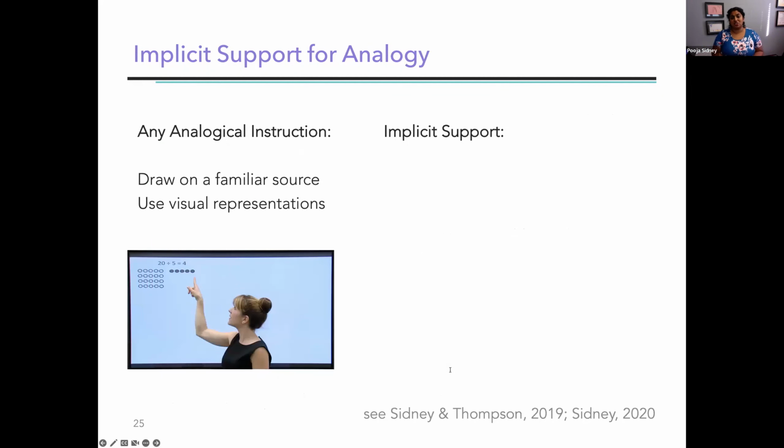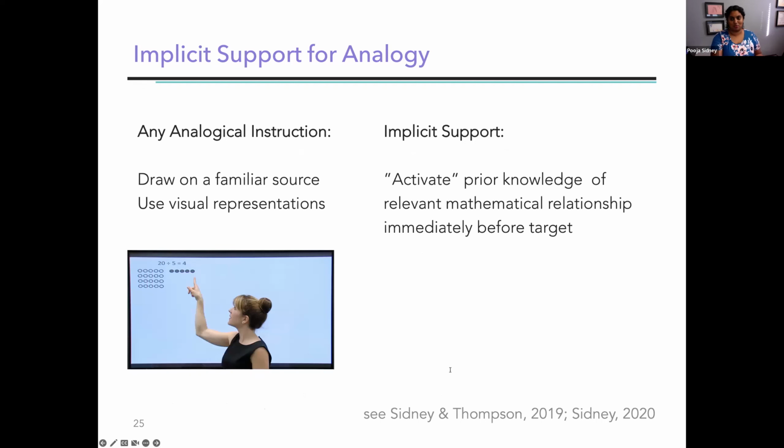So in contrast to explicit support for analogy, I propose that under some conditions, we may be able to implicitly support children's analogical transfer during new instruction by simply activating prior knowledge of a relevant mathematical relationship immediately before target instruction or target problems. There's my activate prior knowledge immediately before.